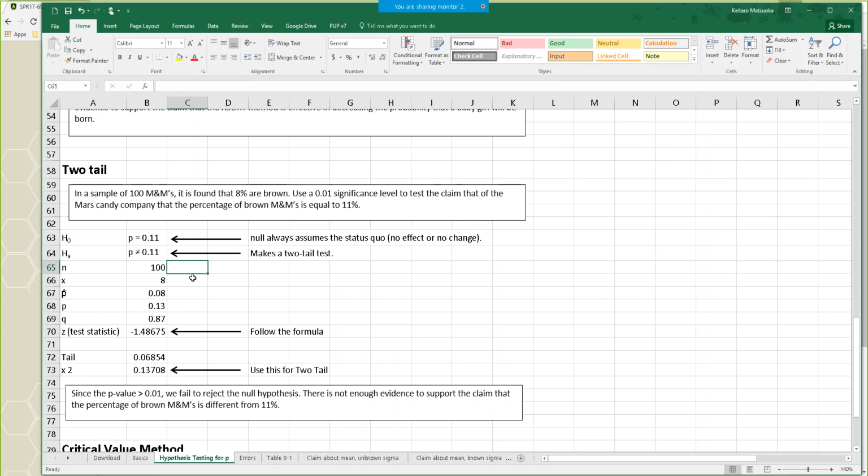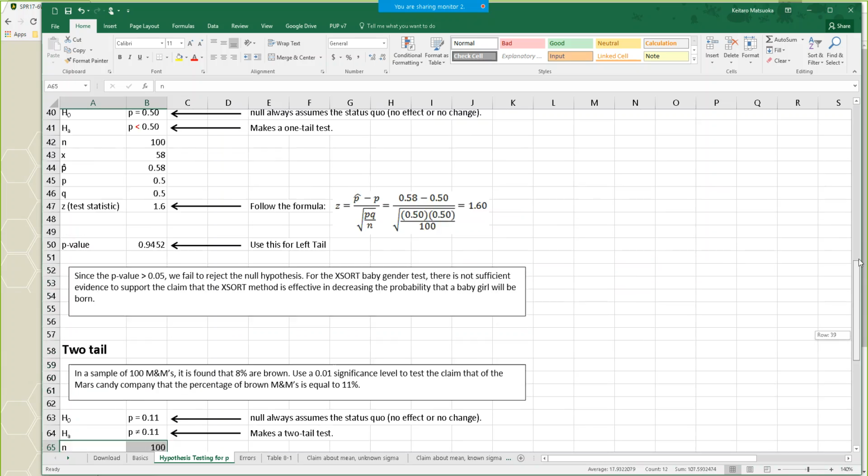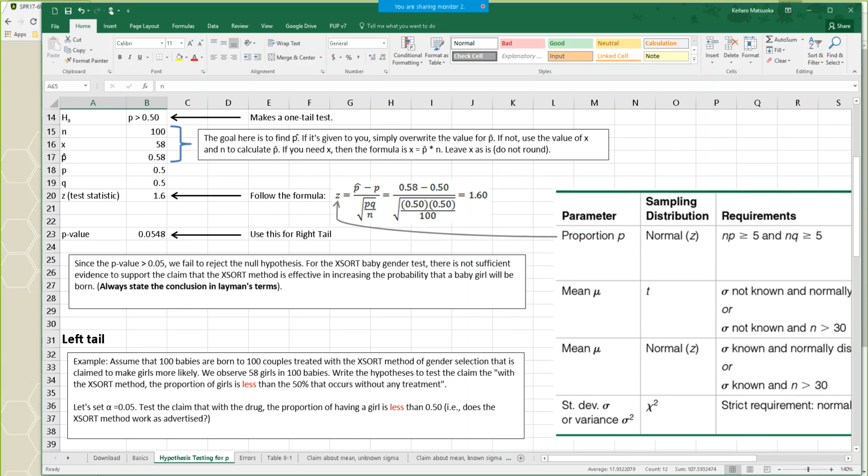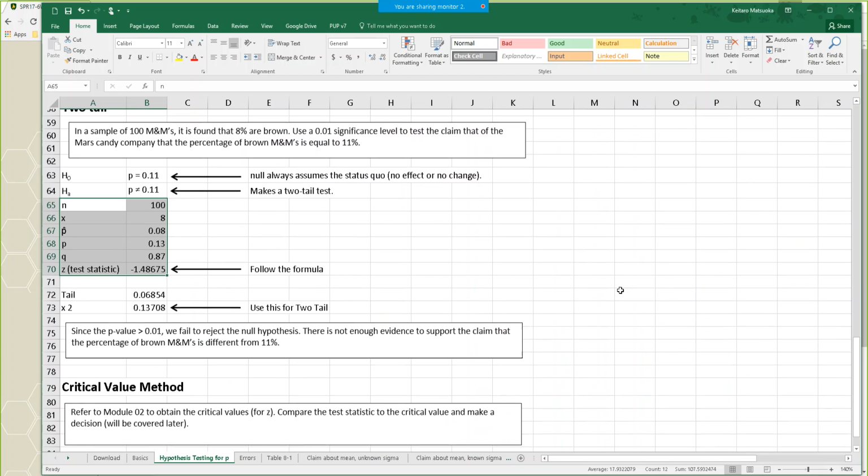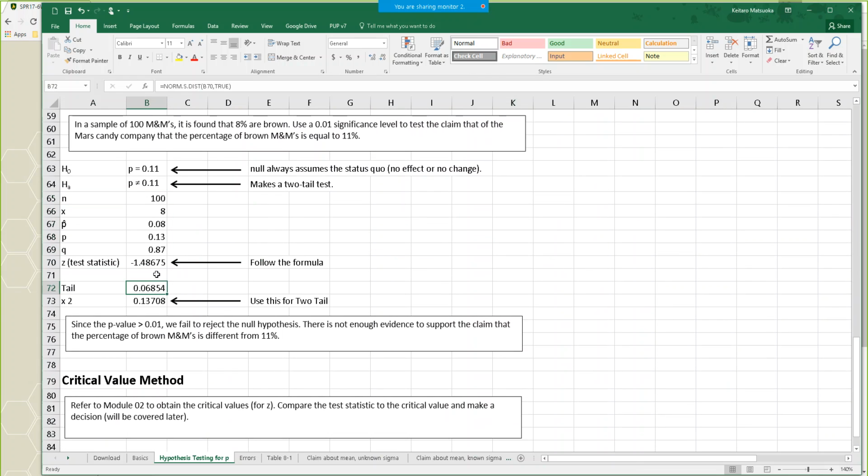Okay, so again, same thing. I need to calculate the test statistic. Same thing, I'm using the formula here. It calculates this. Okay, so it calculates one tail, but I mentioned that we're going to be looking at both tails. So because the normal distribution is symmetrical, we can just double this tail. Okay, so one tail is 0.068. Double that to make it 0.137. That's your p-value.